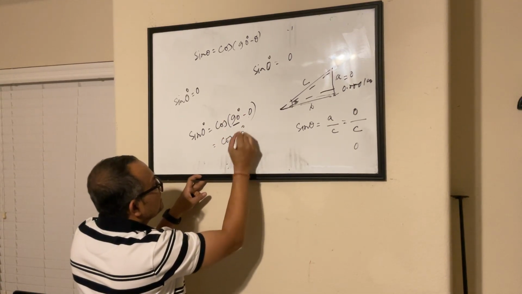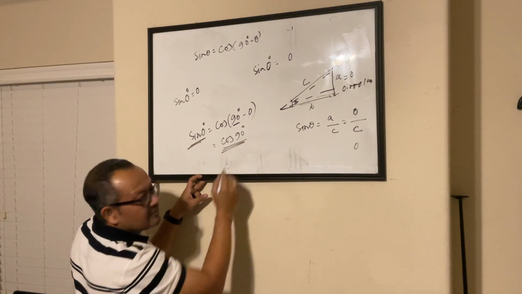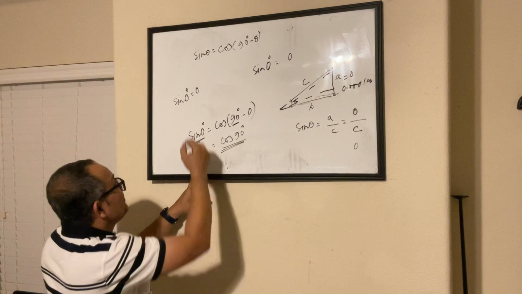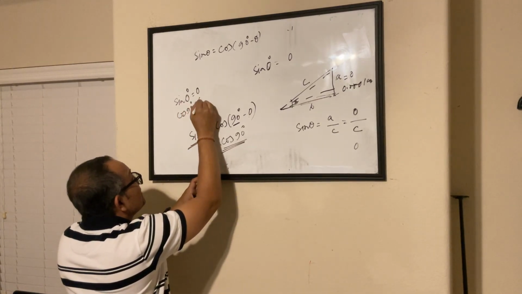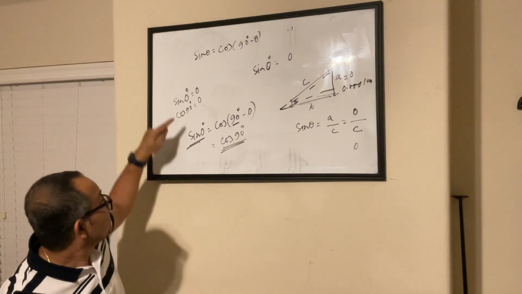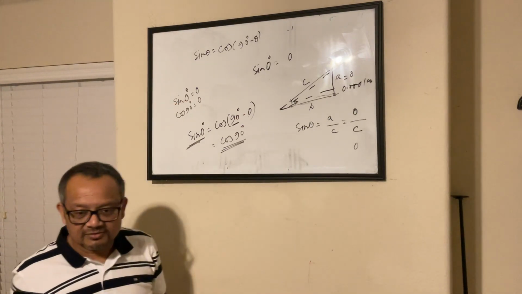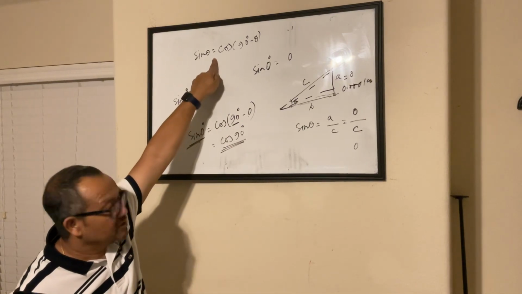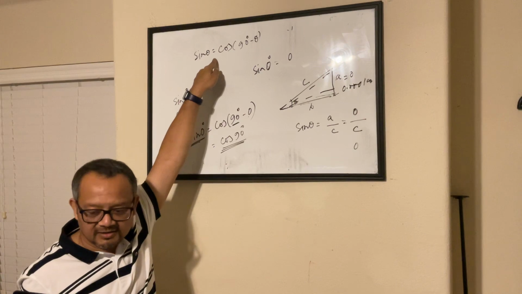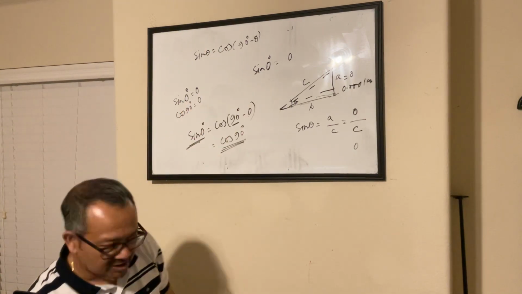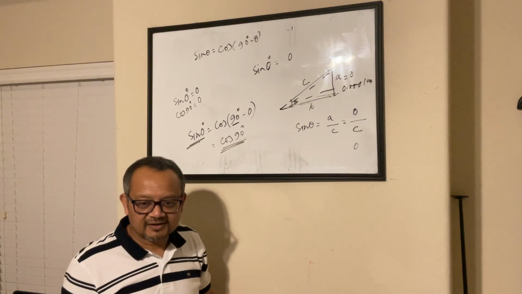So cos of 90 degree. Whatever value you got for sine 0 will be the same as the value of cos 90 degree. So if sine 0 degree is 0, cos of 90 degree will be equal to 0 as well. Sine of 0 equals 0, cos of 90 equals 0. We could just put that value here. This is one example. Are we all clear?